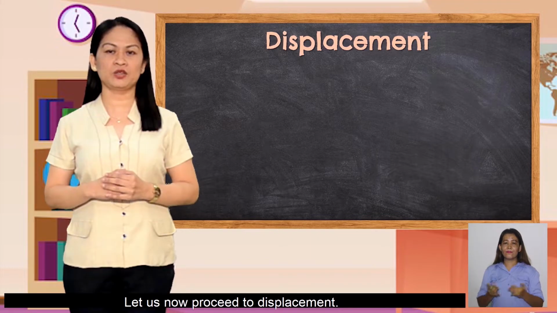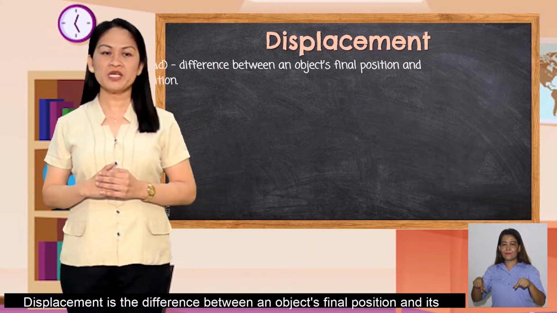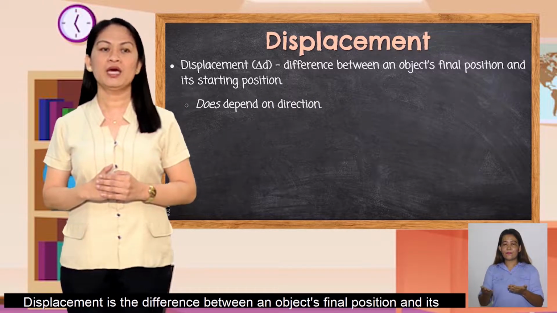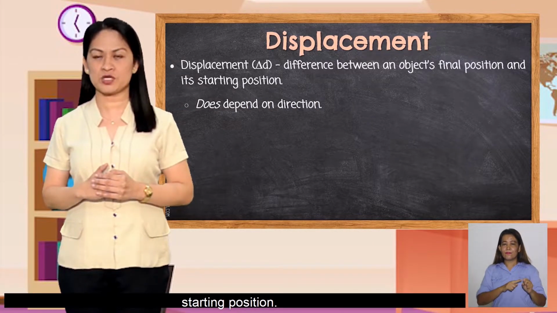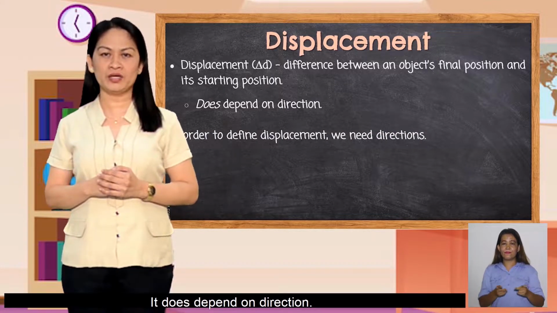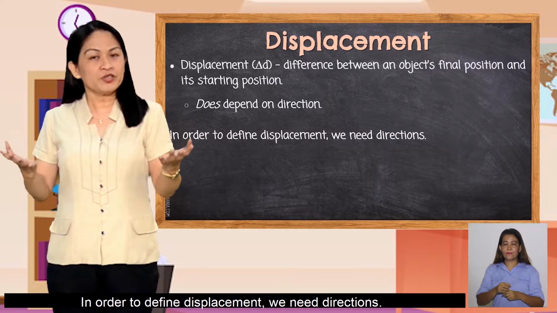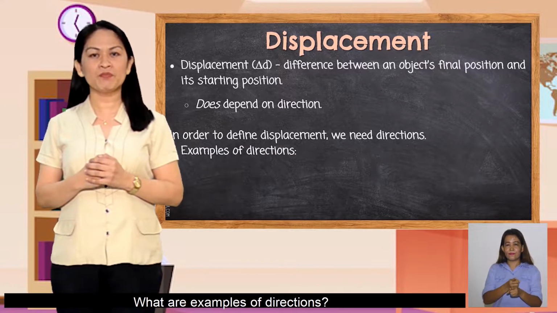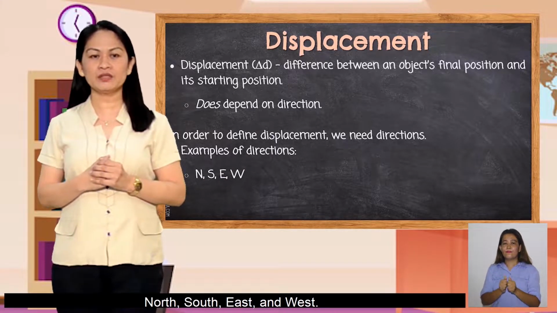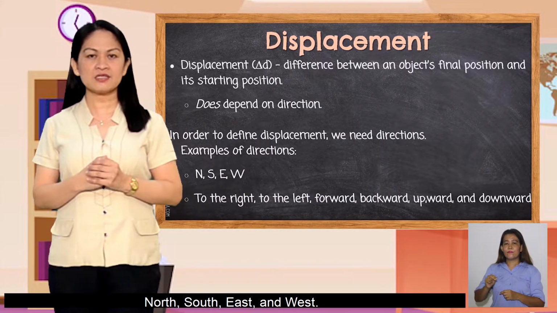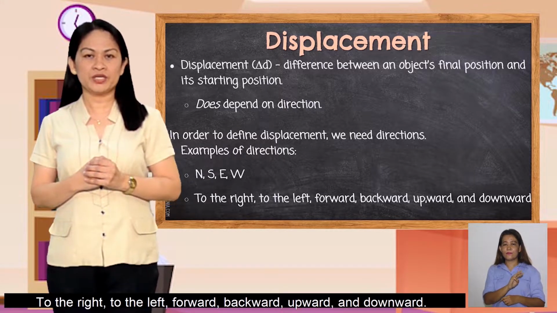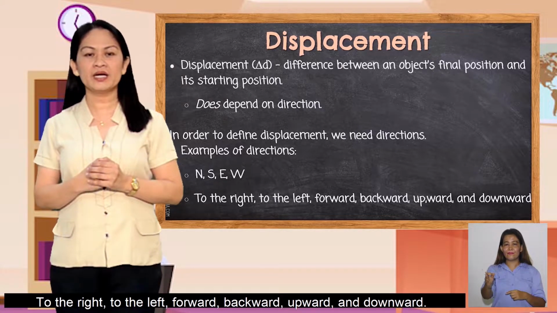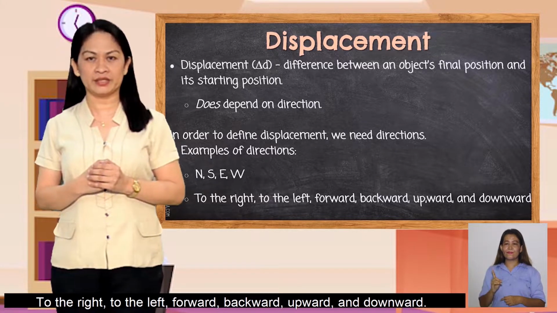Let us now proceed to displacement. Displacement is the difference between an object's final position and its starting position. It does depend on direction. In order to define displacement, we need direction. What are examples of directions? North, south, east, and west. To the right, to the left, forward, backward, upward, and downward.